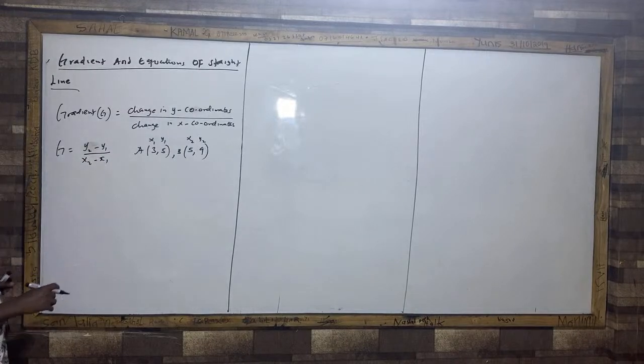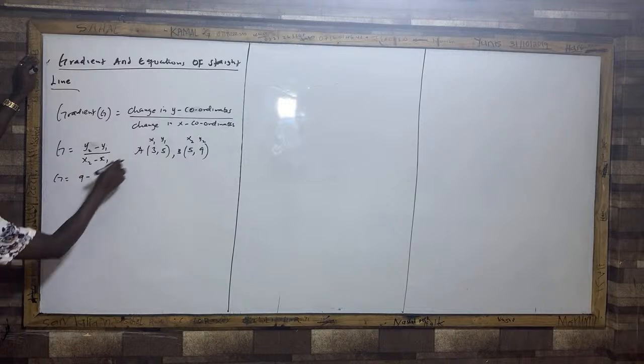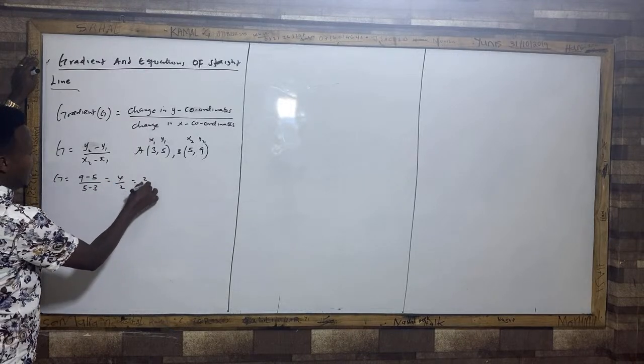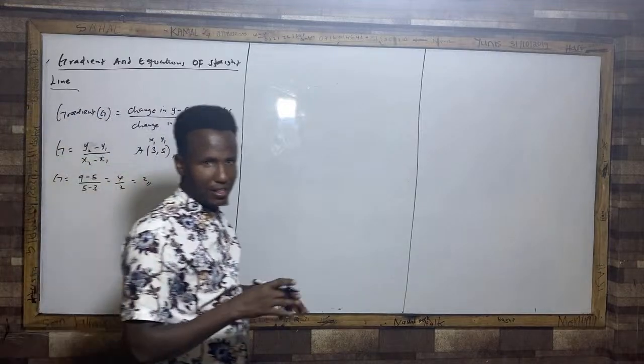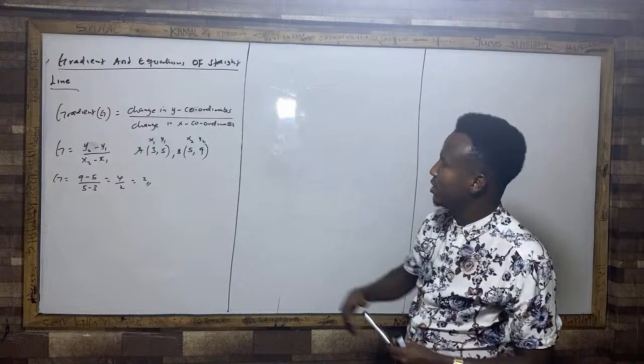So here, assume I have this one. I'm going to say my gradient is y2, which is 9, minus y1, which is 5, divided by x2, which is 5, minus 3. So this will give me 4 divided by 2. So finally my gradient will be 2. This is my gradient. Assume these are the 2 points given.